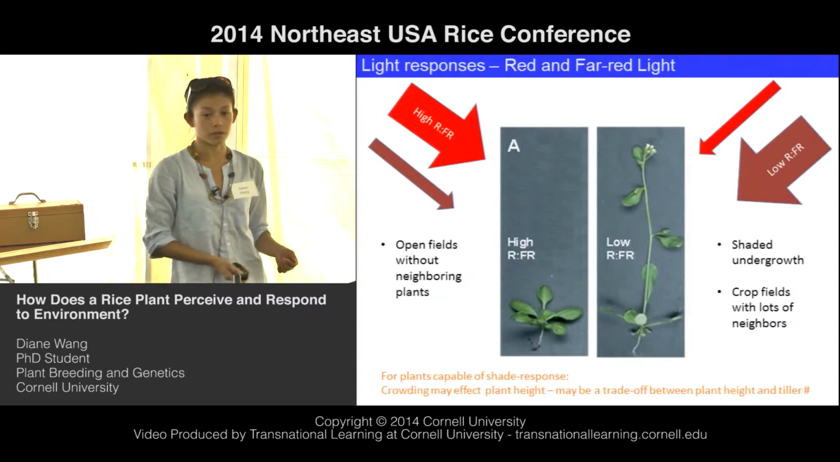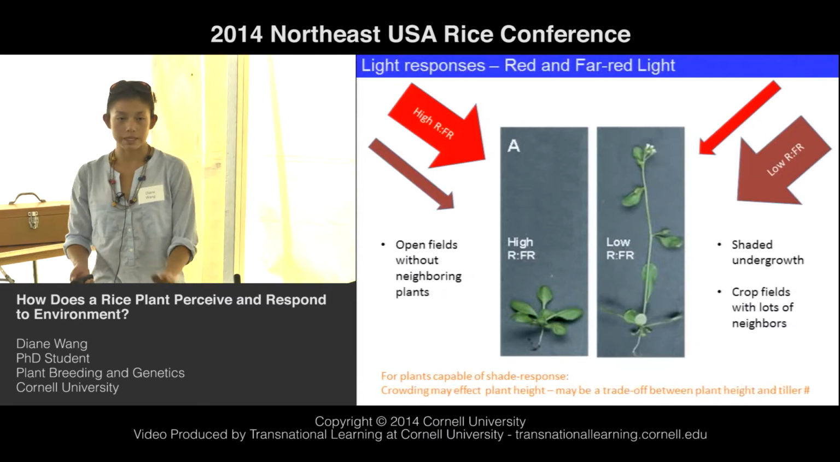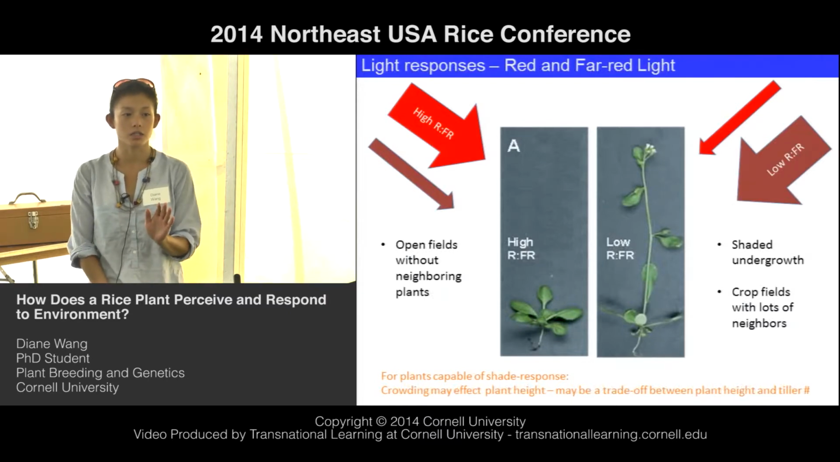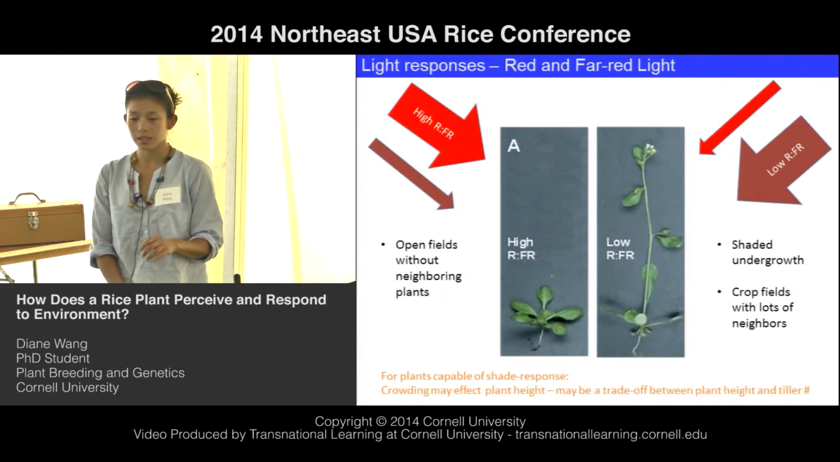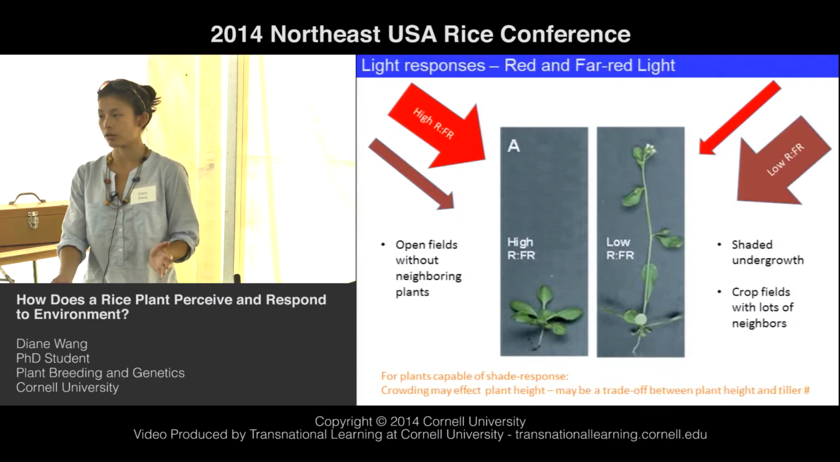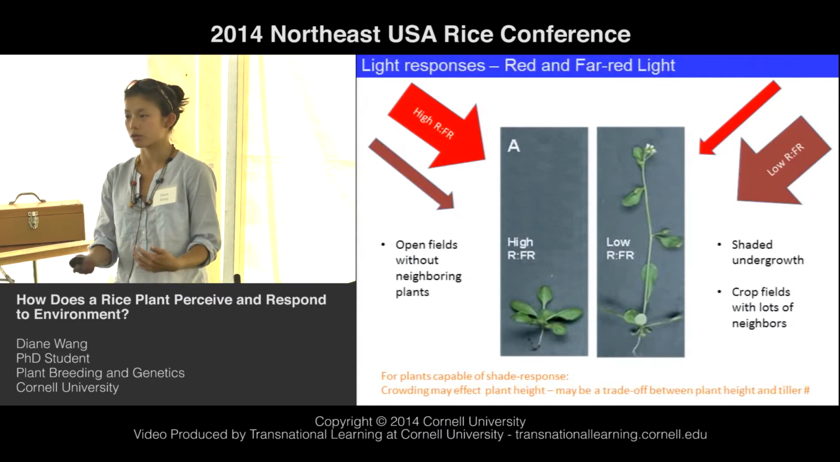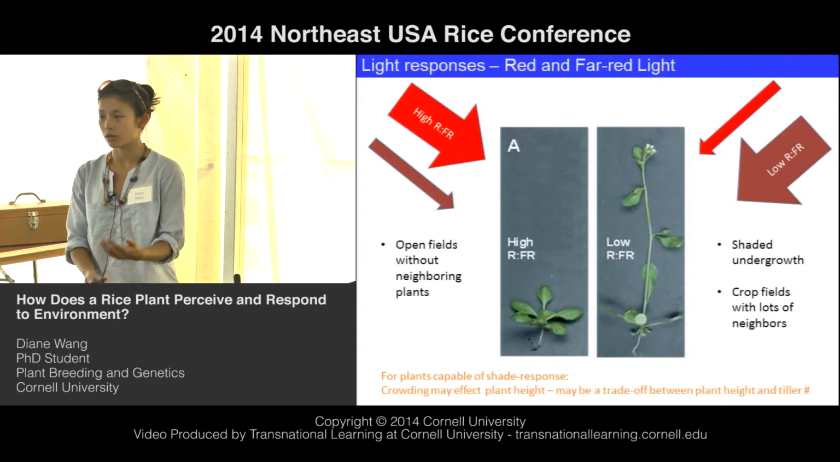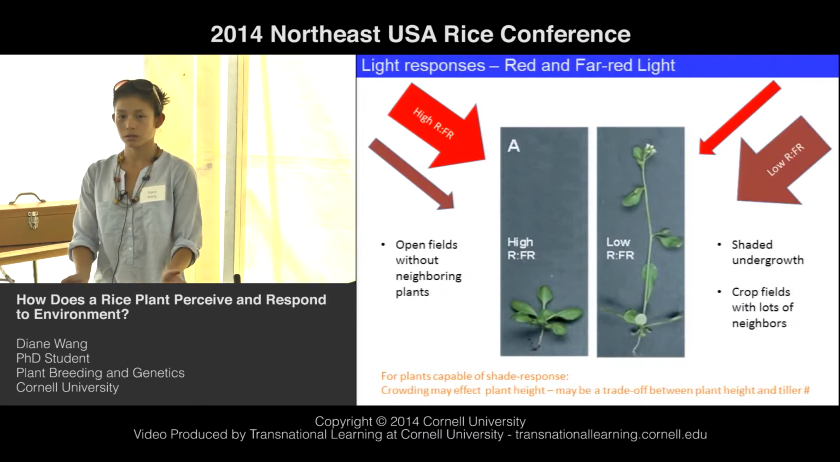For plants that are capable of shade response, crowding may affect plant height, so they'll try to get taller to compete better for light. And there has been reported to be a trade-off between plant height and the number of tillers it can put out. So it's all a matter of resource allocation. Are you going to grow taller or wider, more tillers?